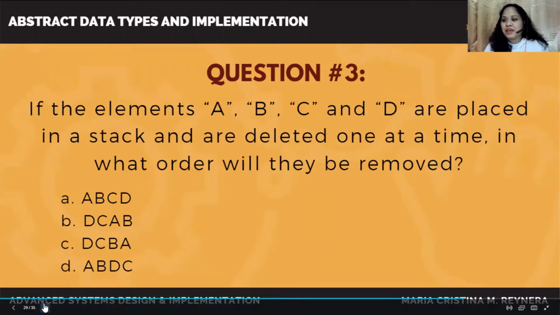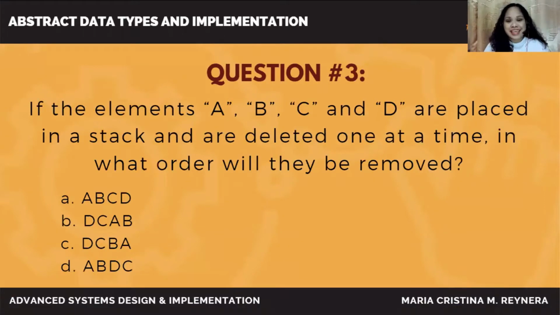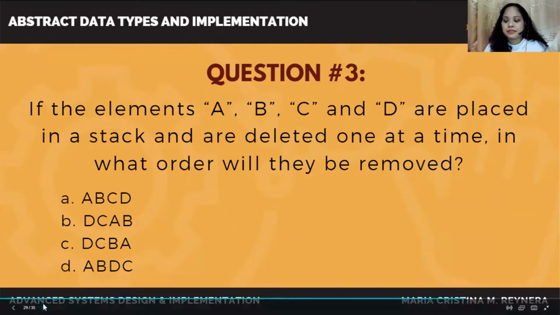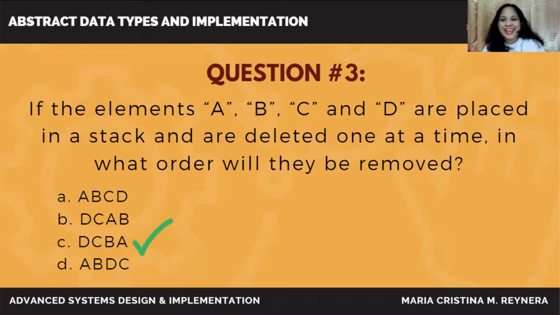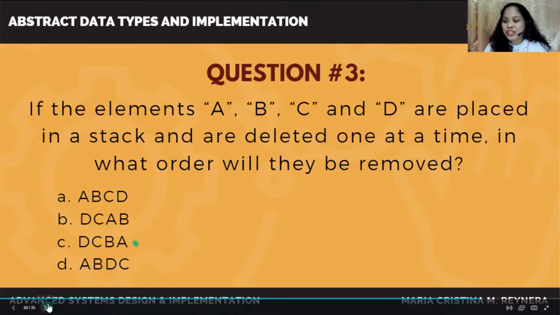Number 3, if the elements A, B, C, and D are placed in a stack and are deleted one at a time, in what order will they be removed? Letter A, A, B, C, D. Letter B, B, D, C, A. Letter C, D, C, B, A. Letter D, A, B, D, C. The correct answer is D, C, B, A.